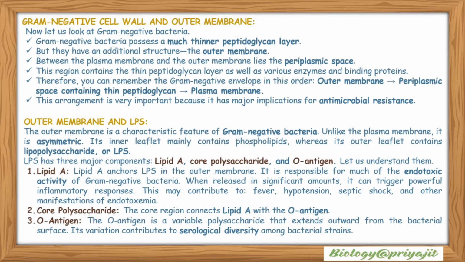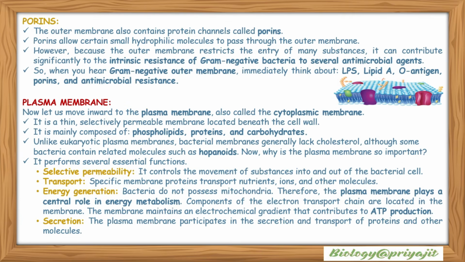Core polysaccharide: the core region connects lipid A with the O antigen. O antigen is a variable polysaccharide that extends outward from the bacterial surface. Its variation contributes to serological diversity among bacterial strains. Porins: the outer membrane also contains protein channels called porins. Porins allow certain small hydrophilic molecules to pass through the outer membrane. However, because the outer membrane restricts the entry of many substances, it can contribute significantly to the intrinsic resistance of gram-negative bacteria to several antimicrobial agents. So when you hear gram-negative outer membrane, immediately think about LPS, lipid A, O antigen, porin, and antimicrobial resistance.